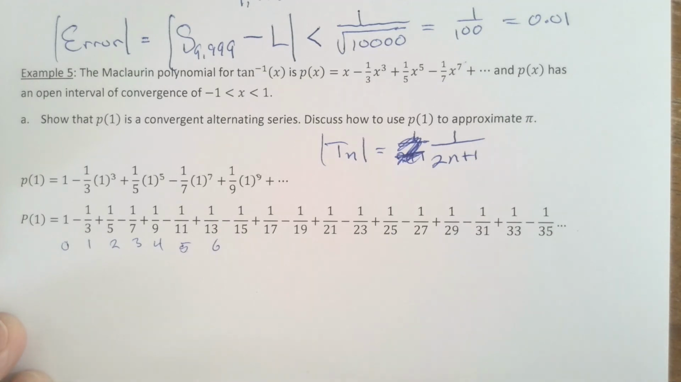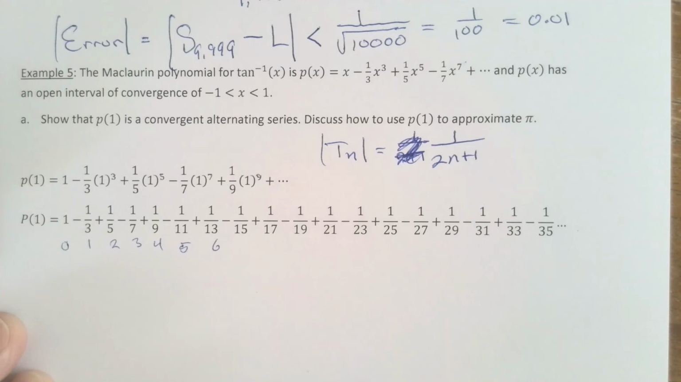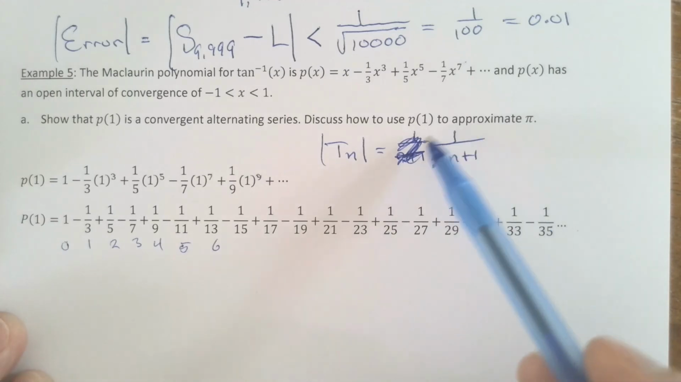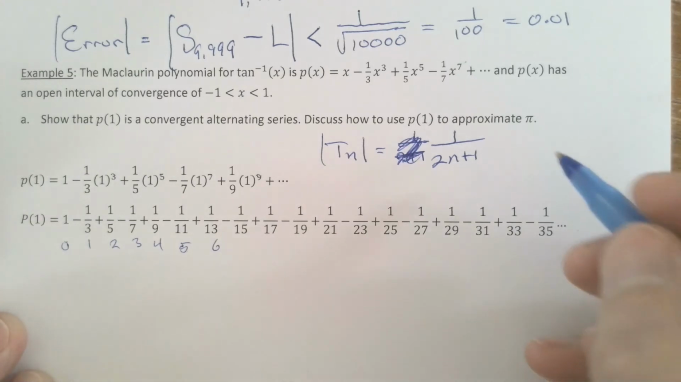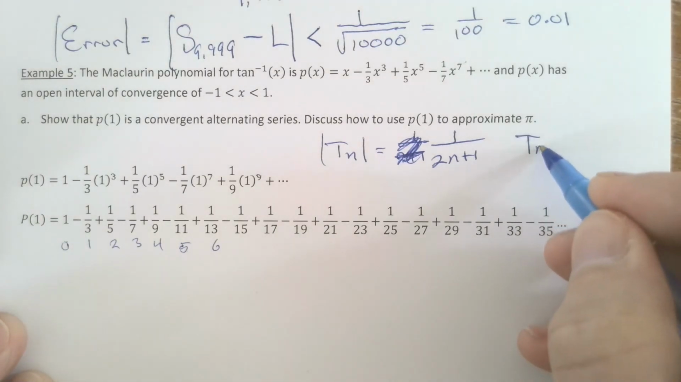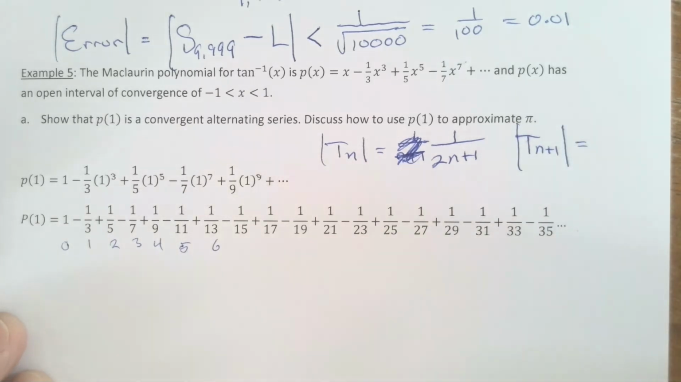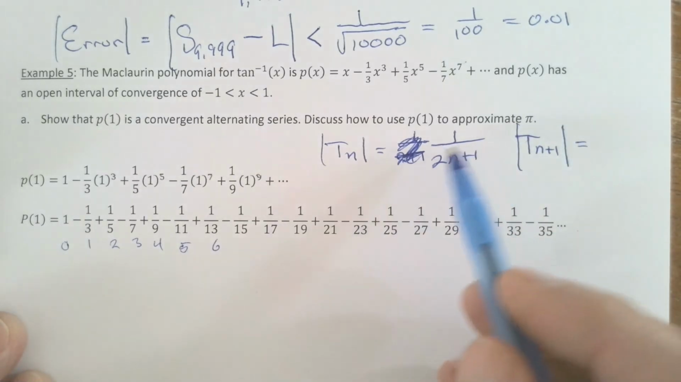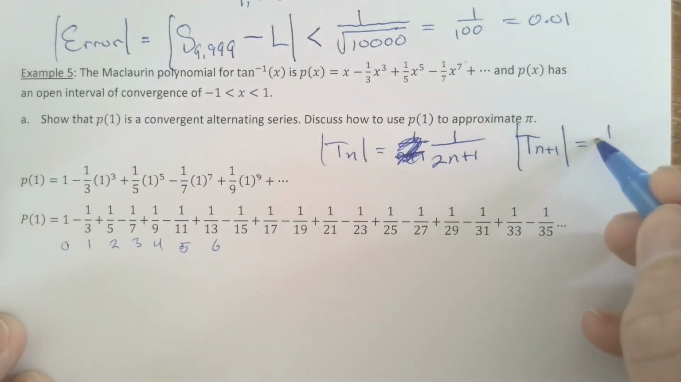But I'm also interested in what this term does as n goes to infinity. Clearly, it's 1 over infinity, and that's 0. That's good. One more thing to check. What about the n plus first term? What's its absolute value? The formula for that has to be 2 bigger than this, in the same way that 13 is 2 bigger than 11. That's 1 over 2n plus 3.